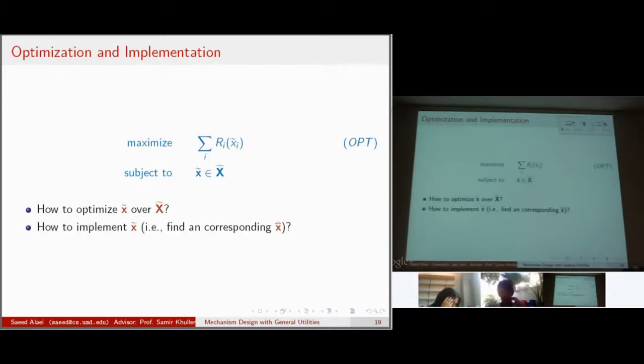So now the questions that we need to answer in order to be able to use this approach are the following. First of all, how can we optimize over the interim allocation rule? This is the space that we don't know how to optimize over, and we need to be able to. And the second question is, if I give you an interim allocation rule, how can you come up with an ex post allocation rule that implements it?